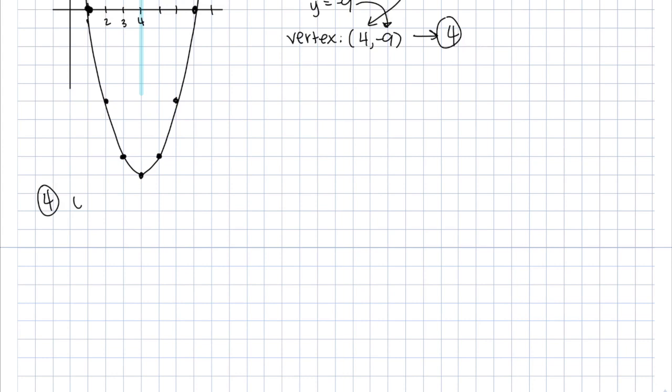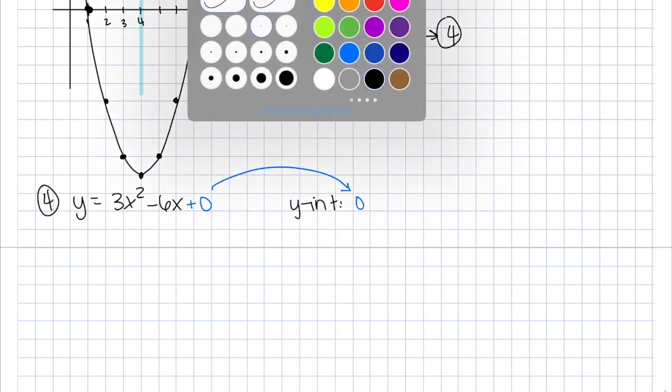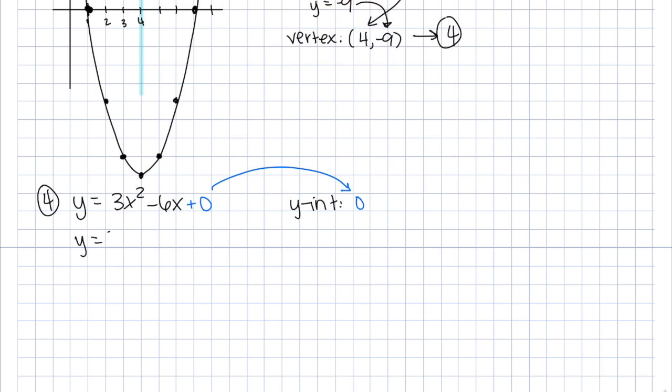So we've got y equals 3x squared minus 6x. Okay, so we want to say, what's our y-intercept? Well, there's nothing actually out here, so I'm just going to put a +0 so that I can see that, oh, that's why it's a 0. Okay, and then can we factor this equation? Yeah, we have a GCF, so if we factor that out, then we get 3x times x minus 2.